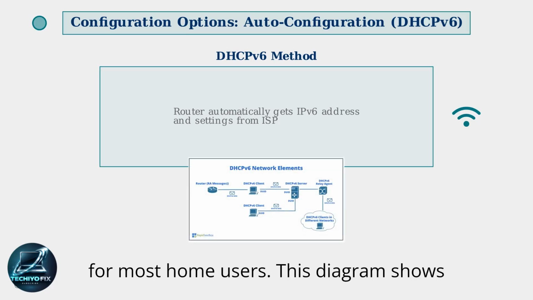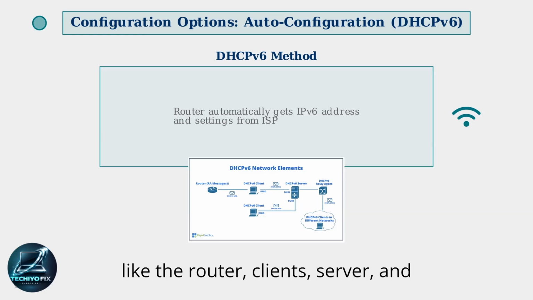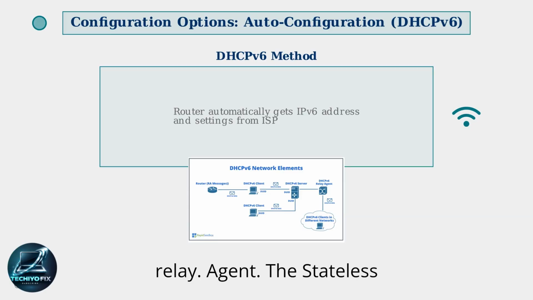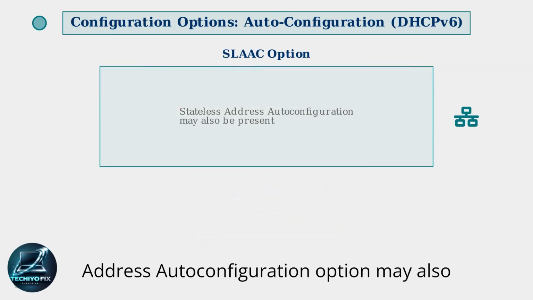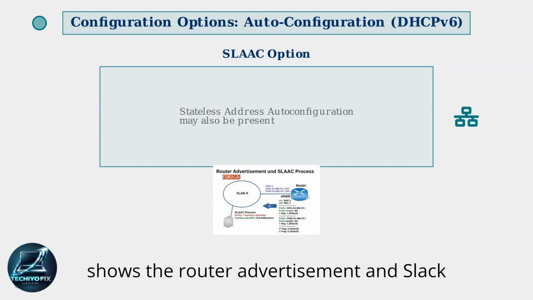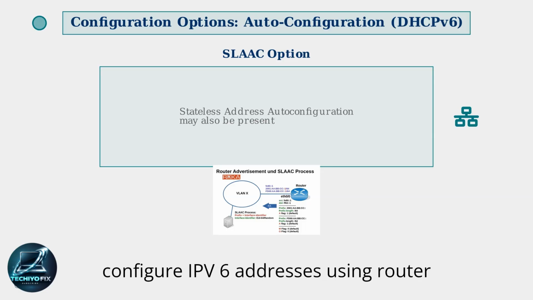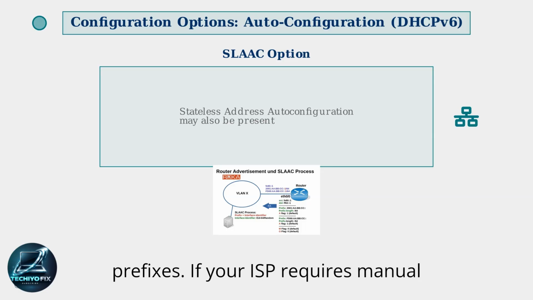This diagram shows the DHCPv6 process with network elements like the router, clients, server, and relay agent. The stateless address auto-configuration option may also be present in your router settings. This shows the router advertisement and SLAAC process, where devices automatically configure IPv6 addresses using router prefixes.